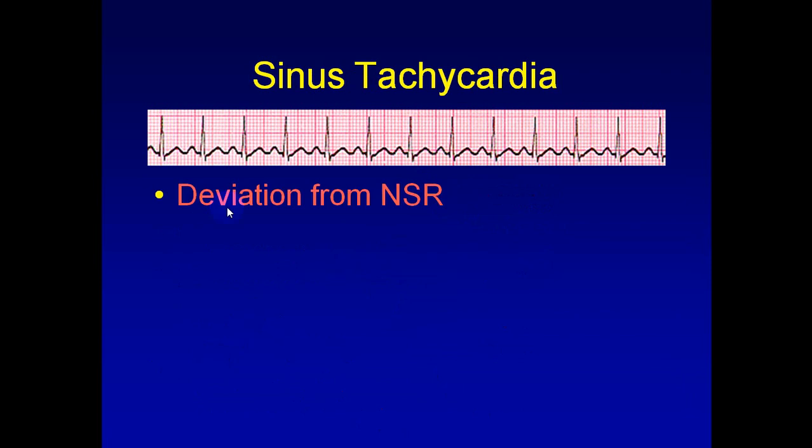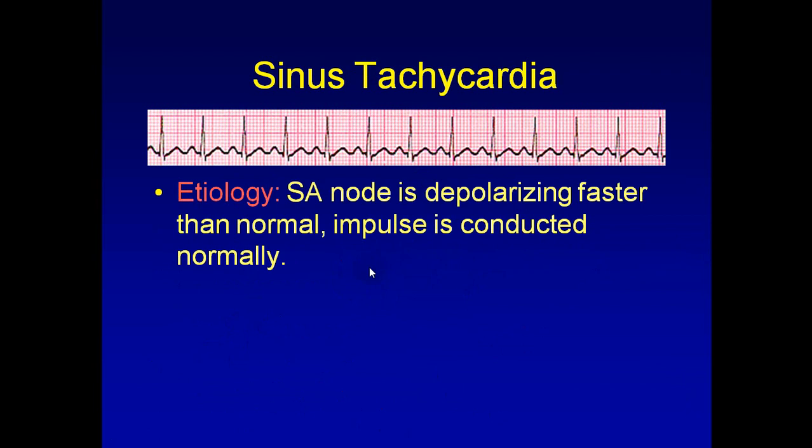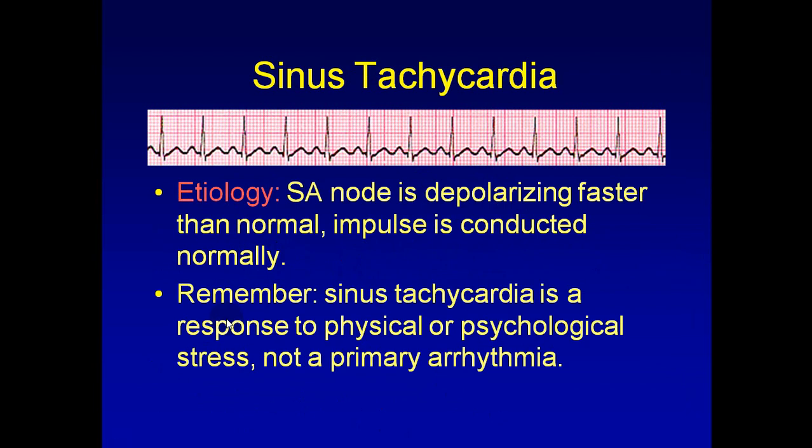So it is called sinus tachycardia, rapid rate. Sinus tachycardia is a deviation from normal sinus rhythm. Yes, it's an arrhythmia, with a rate more than 100. We found on the ECG strip more than 100, regular, P wave normal, QRS complex normal, so it's sinus tachycardia. The sinus node is depolarizing but faster than normal. The impulse is conducted normally. Remember, sinus tachycardia is a response to physical, exertional or psychological factors, so it's not a primary arrhythmia.